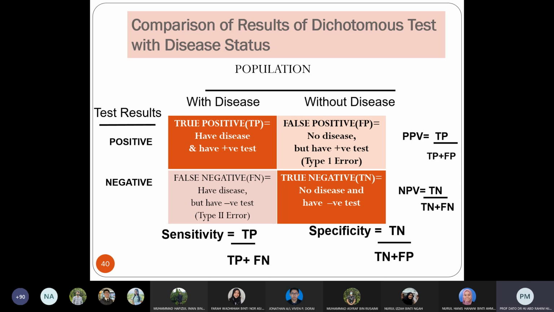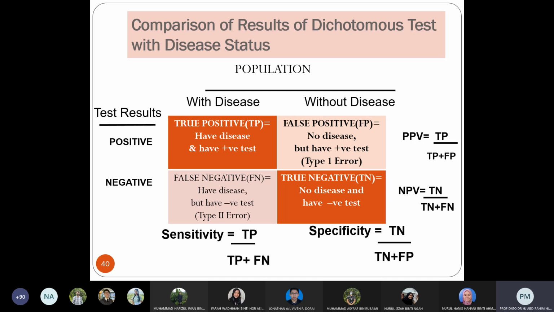The other column, without the disease: these are free of the disease, but our test results show positive. So this is called false positive. Actually no disease, but our test is unreliable and shows positive. So this is type 1 error. And then below is also without disease, and our test also shows negative. So it is true negative: no disease, and our test is also negative.